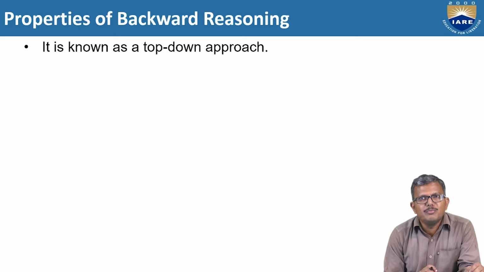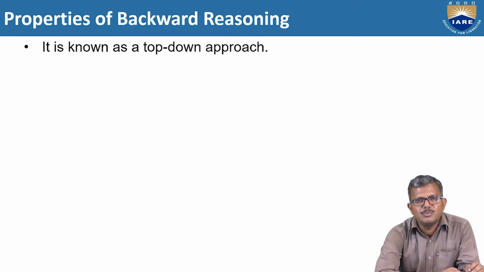Coming to the properties of backward reasoning. Just now we discussed that in forward reasoning, our search process starts at the initial state and continues towards the goal state. It is a forward search. But in the backward search, what is happening? Instead of moving from the initial state to the goal state, we are trying to move from the goal state to the initial state. In this case, we are going to split our goal into sub goals.